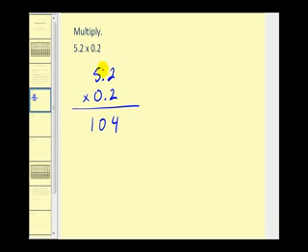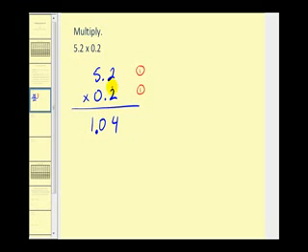Next, this number has one digit to the right of the decimal. And this one also has 1. 1 plus 1 equals 2. So this product must have 2 digits to the right of the decimal. So starting on the right, we'll count over 2 digits to the left. 1, 2. So this product is equal to 1.04 or 1 and 4/100.